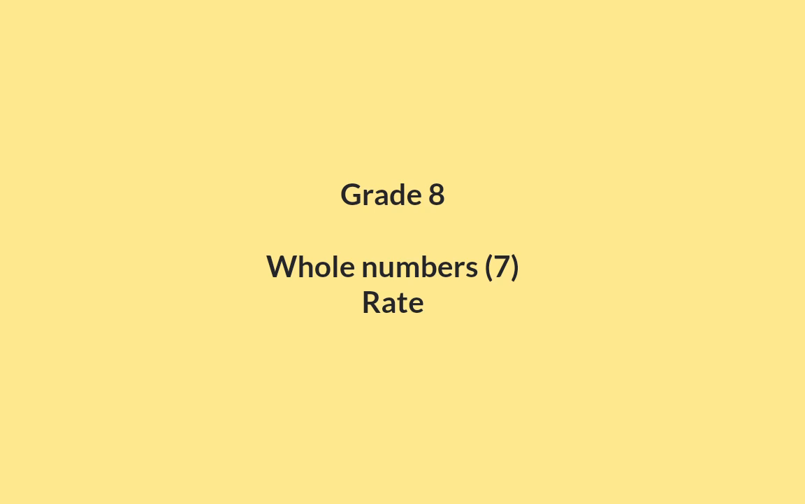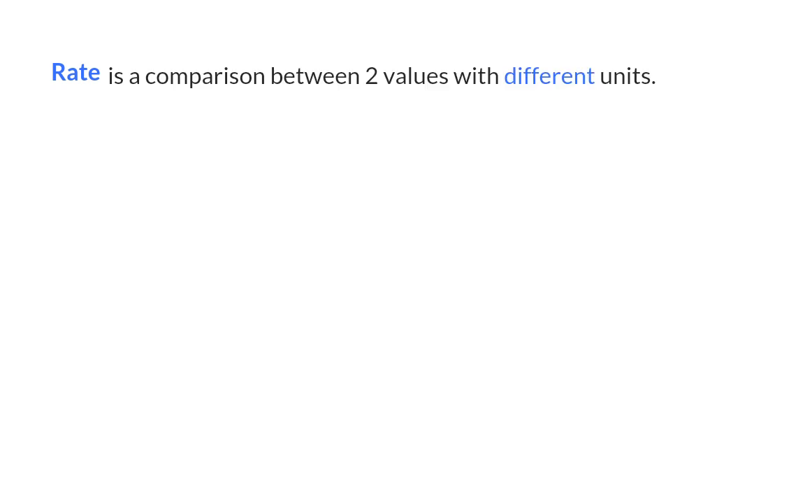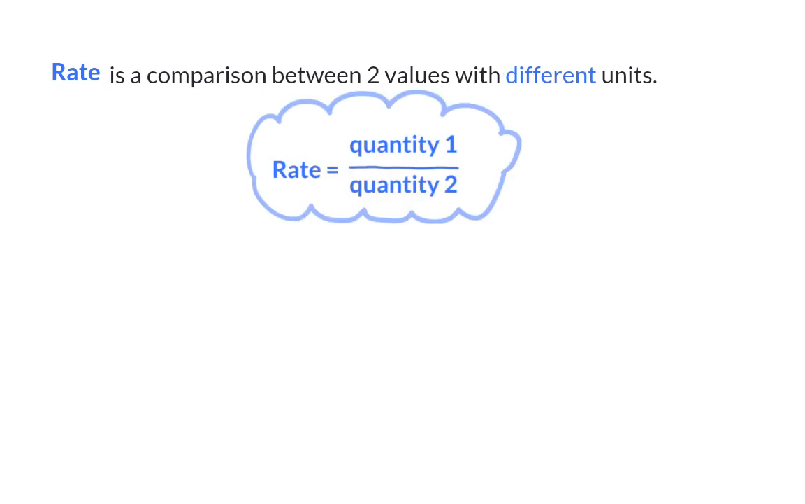In this video, we're going to have a look at rates. Rate is a measure to show how quickly one measurement changes in comparison to another. So here, just like with ratio, we have a comparison between two values, but this time with different units. Just like with a ratio, you can see a rate as a fraction, with quantity 1 and quantity 2. These two quantities have different units.